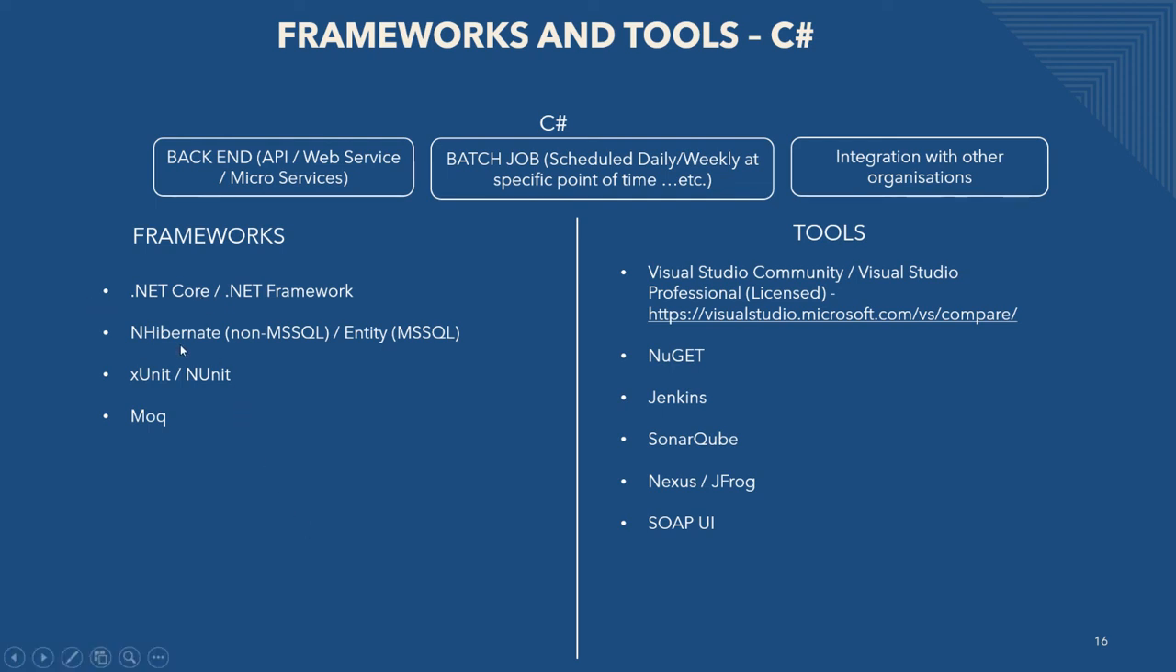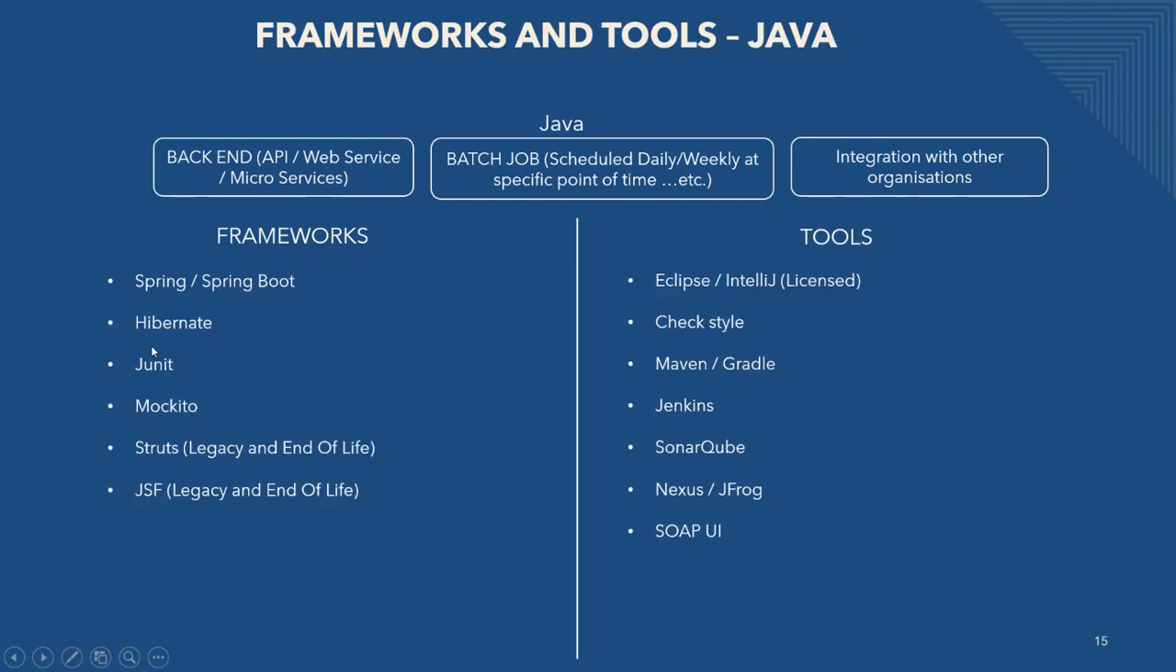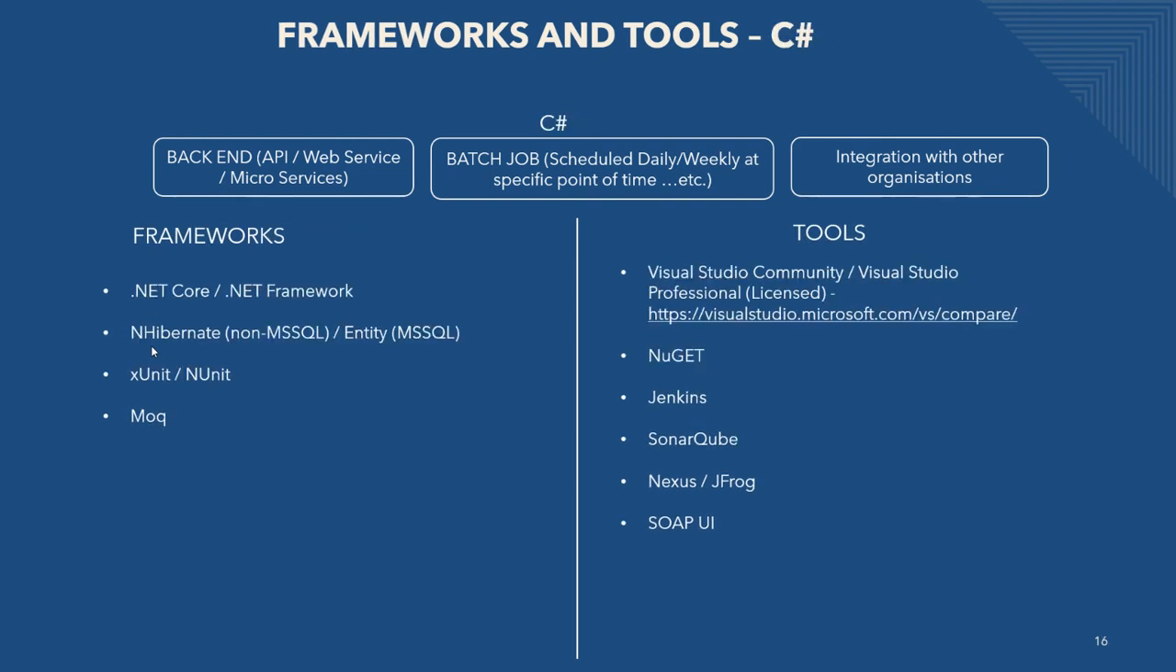The next one is NHibernate. It is very similar to Hibernate. NHibernate supports all the databases like Oracle, MS SQL, and all these databases. There is one more framework called Entity Framework, which only supports Microsoft SQL database. If you are developing an application which has to interact with a database, you use NHibernate if it is non-MS SQL. If it is MS SQL, you can use Entity Framework.